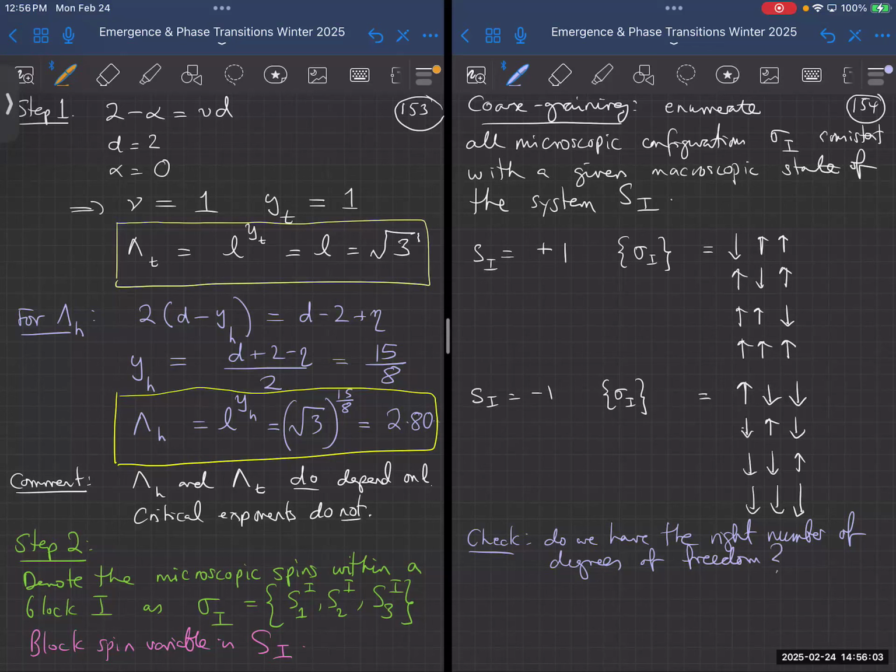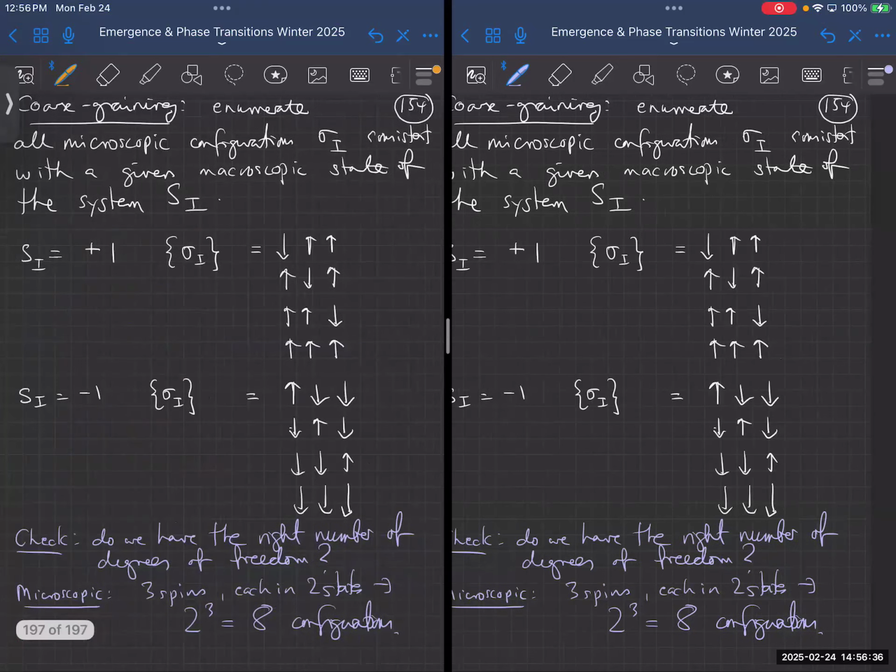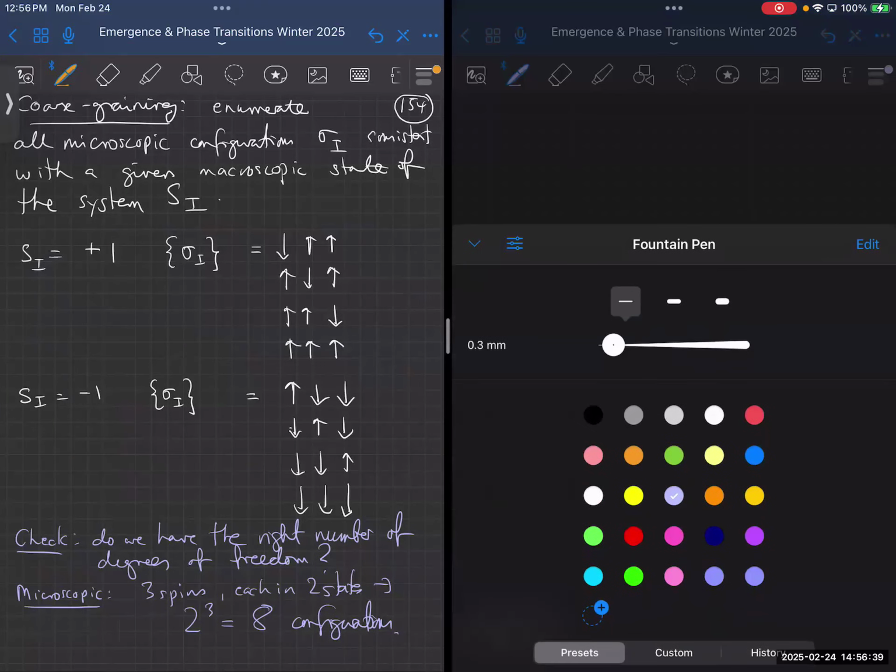Of degrees of freedom. So let's start off with our microscopic lattice. Microscopically, we would say, well, I've got this block. I've got three spins, and each of those can be in two states. And so that gives me 2 cubed is equal to 8 configurations. So that's what you would say if you were looking at the microscopic states of the system.